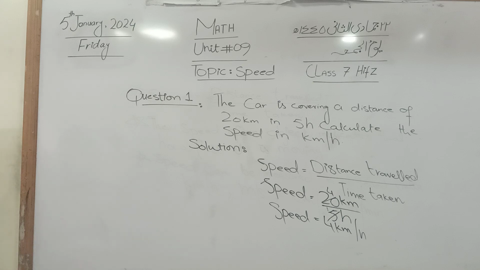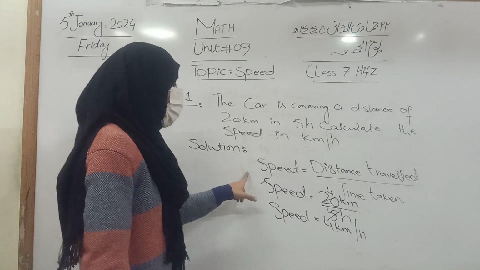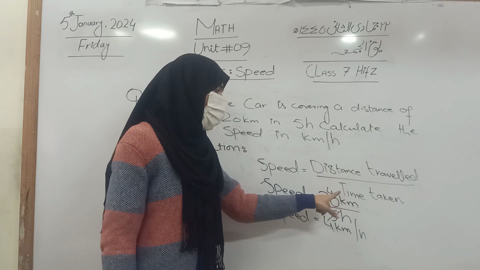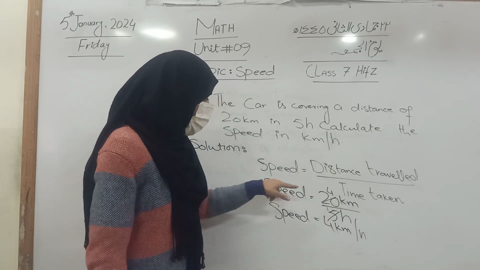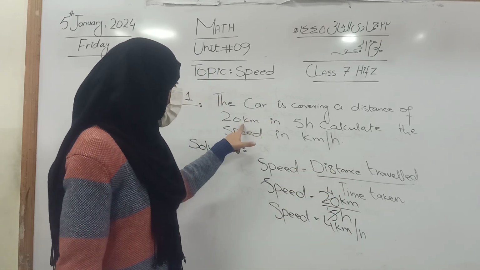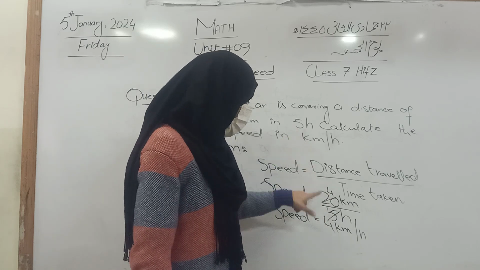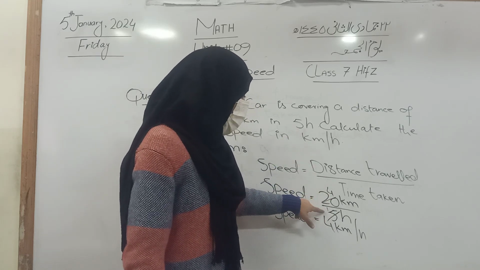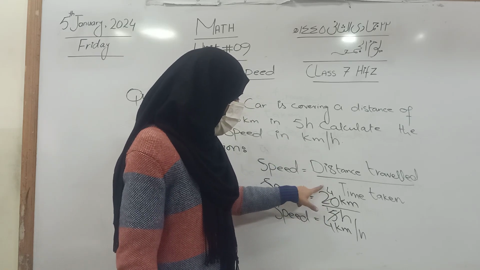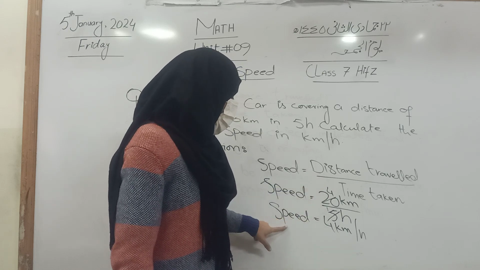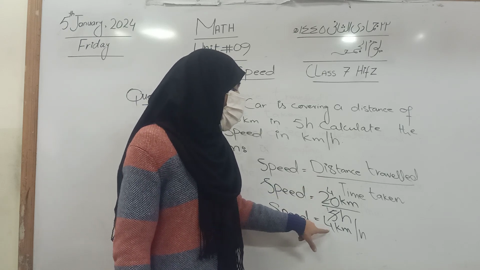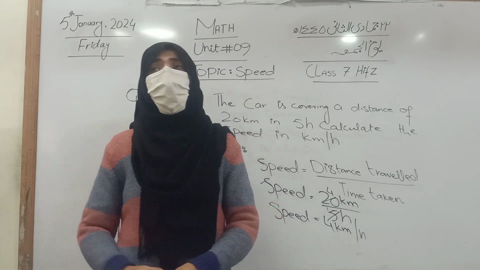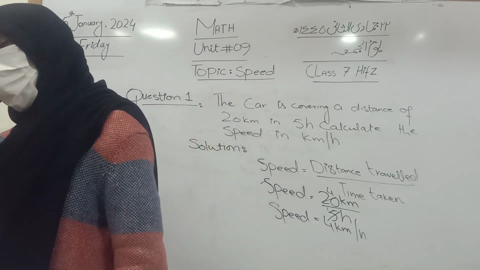Please tell me, class, is all this that I have explained clear to you? I have written that speed is equal to distance traveled divided by time taken. The car has covered the distance of 20 kilometers in 5 hours. Time taken is 5 hours. I have cut the values: 5 1s are 5, 5 4s are 20. Now the final answer for speed is 4 kilometers per hour. Is it clear to all of you, my dear students?